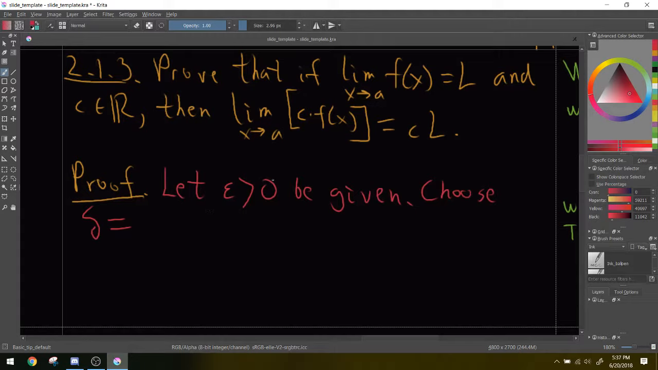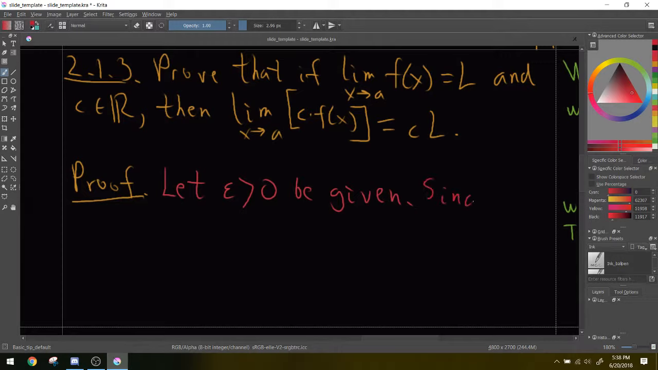Let epsilon greater than 0 be given. Choose delta. Well, let me back up, because I should add a sentence of explanation for what it is that we're actually doing. This isn't strictly necessary, but I'm just going to add the sentence to explain how we're using kind of like the function that I mentioned, which is really the statement that this limit exists.